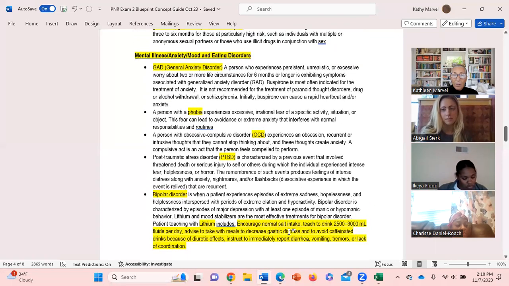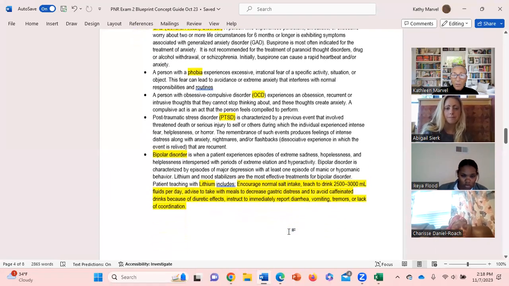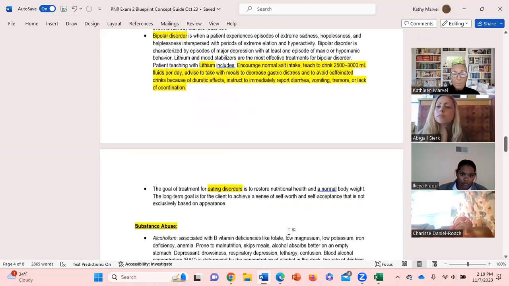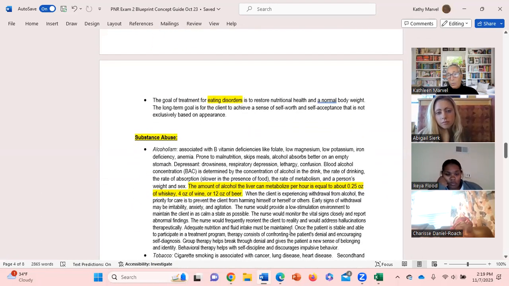So be able to identify each of these 5: GAD, phobia, OCD, PTSD, and bipolar. And I think I've provided a pretty short, direct definition of each of them. So it would be trying to identify a client scenario with certain characteristics. You guys know what a patient will present with PTSD, right? Or OCD or GAD. Okay? Make sense? Then don't forget about eating disorders.